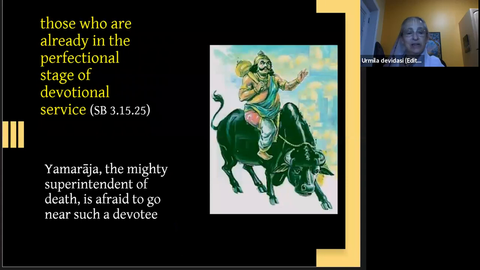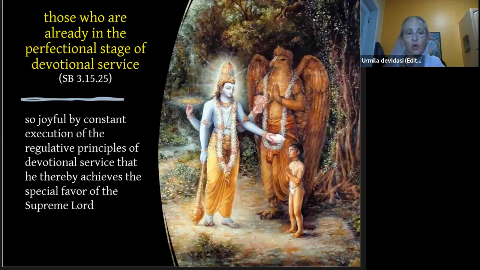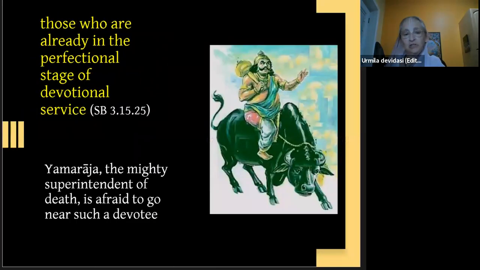And another from that same verse, a symptom. These are symptoms. So we look at this symptom. They're free from false egotism. They're joyful in doing their sadhana. And it's the joy in doing their sadhana that attracts the mercy of the Lord, and that Yamaraj is afraid to go near them. Of course, there's always mercy involved. There's always some mercy.